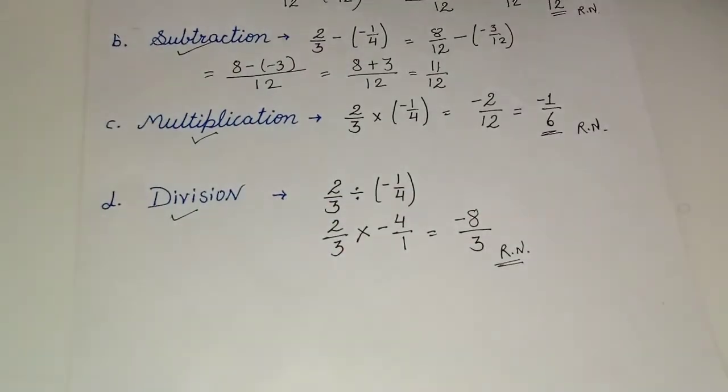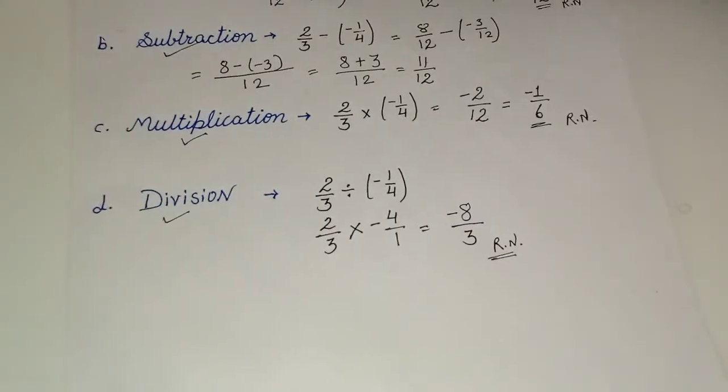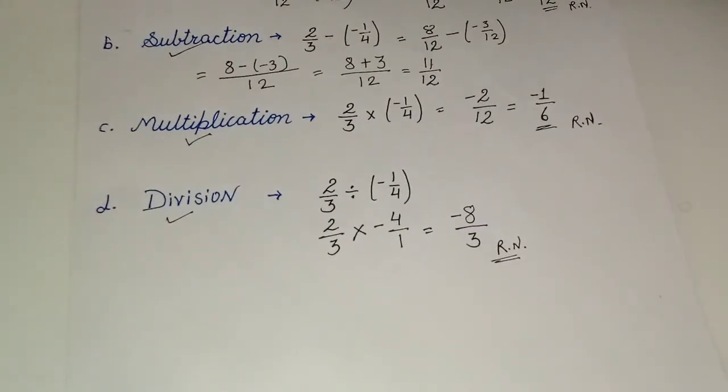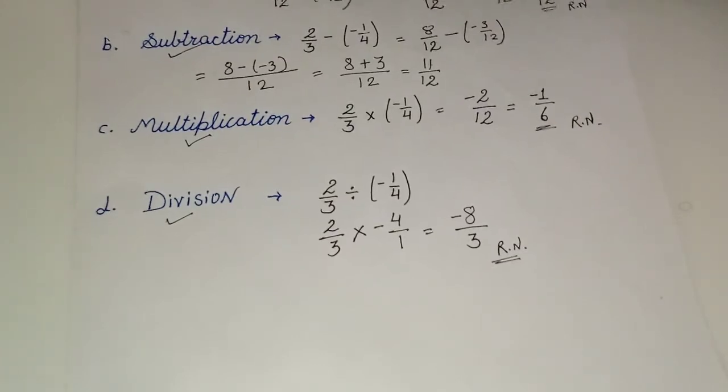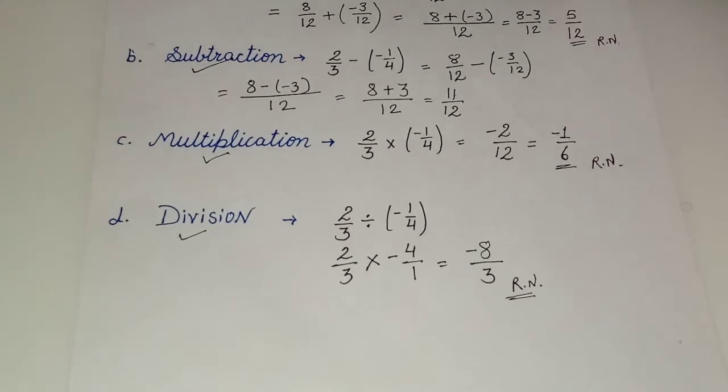So here we have checked the closure property with all four operations, right? So the closure property exists in all four cases: addition, subtraction, multiplication and division. Hope the property is clear.